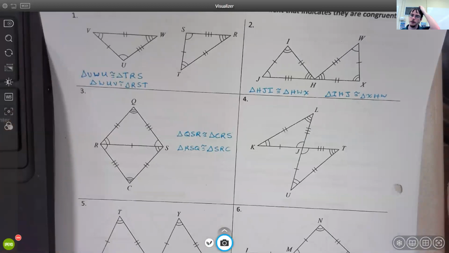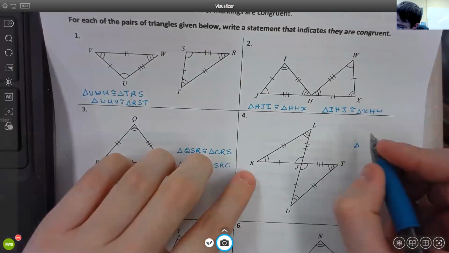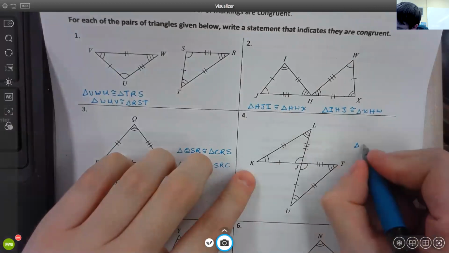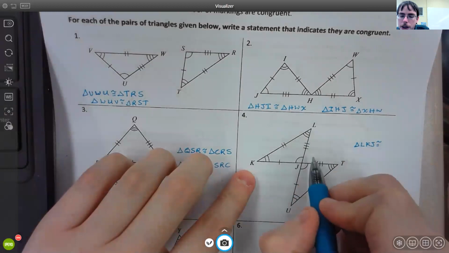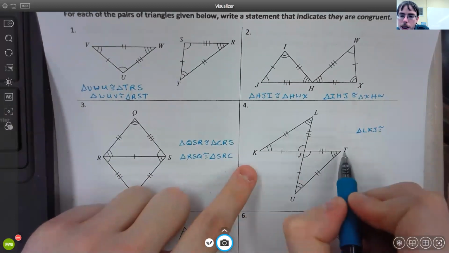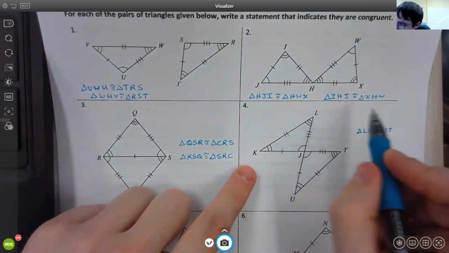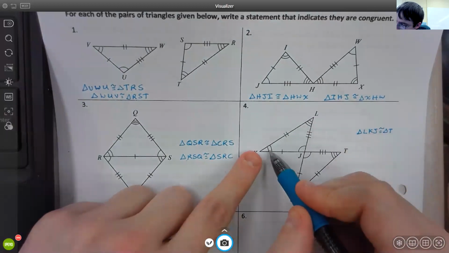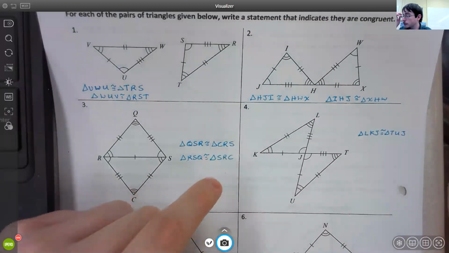All right, number 4. We're going to start out with triangle LKJ. L has 3 markings here. The other one that has 3 markings is T. Then we're doing K. K has 2. U has 2. And then J is just chilling there with its own.